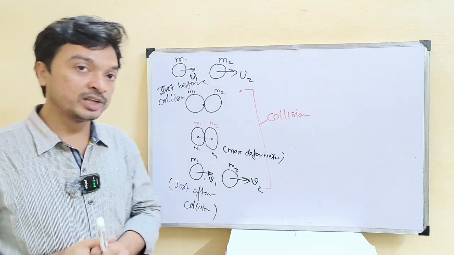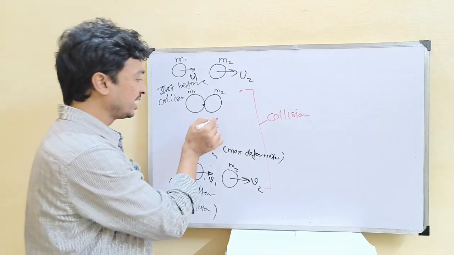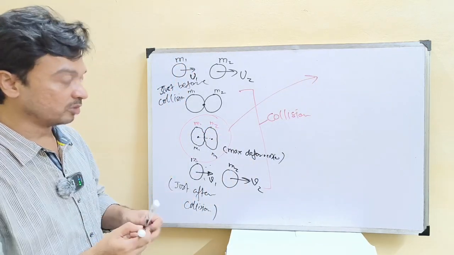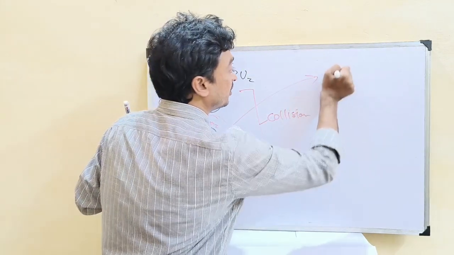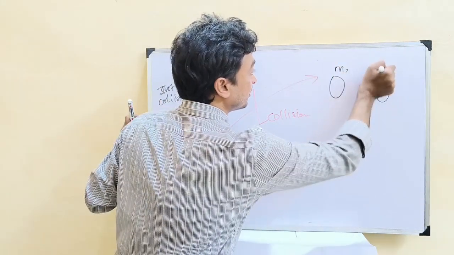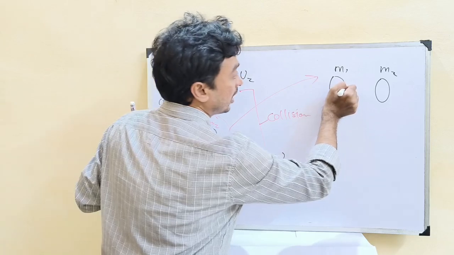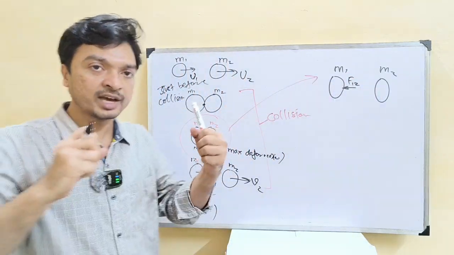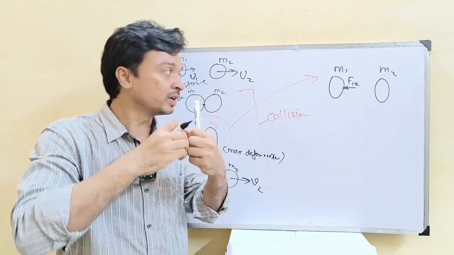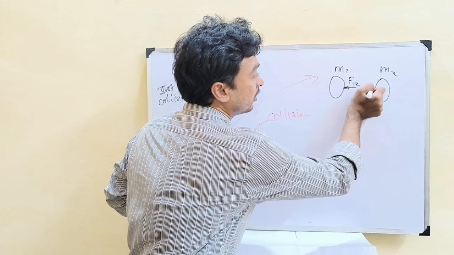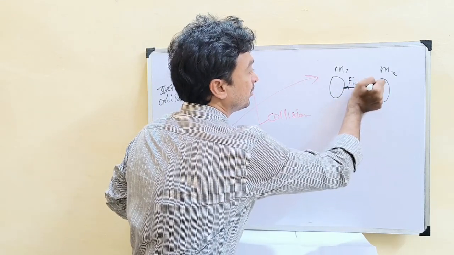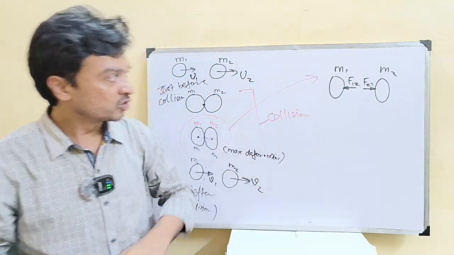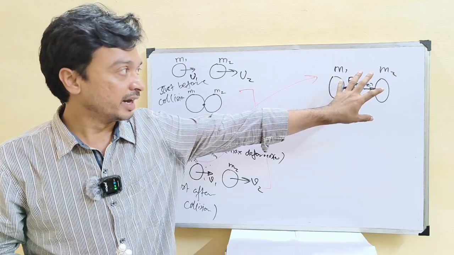So at the time of collision, what happens? You can see in any situation, suppose you draw the free body diagram of both the objects, this is object M1 in deformed shape, M2. So on M1, force is acting due to M2. Both the objects are in contact. One object is applying force on the other. The same magnitude of force but in the opposite direction, F21 is acting on the other body. So here Newton's third law is valid, right?